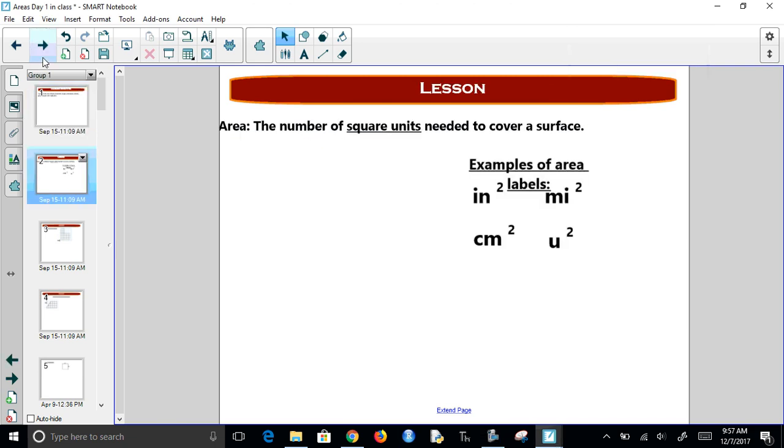The first thing we need to know about area is that it's the number of square units needed to cover a surface, whether it's square inches, square miles, square centimeters, or just square units. It's how many square units it takes to cover that surface.